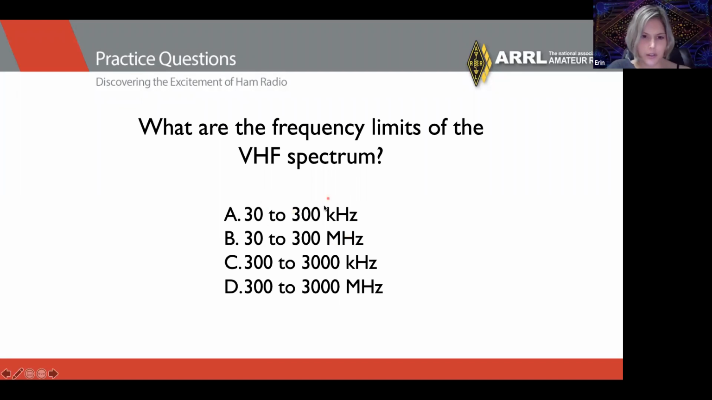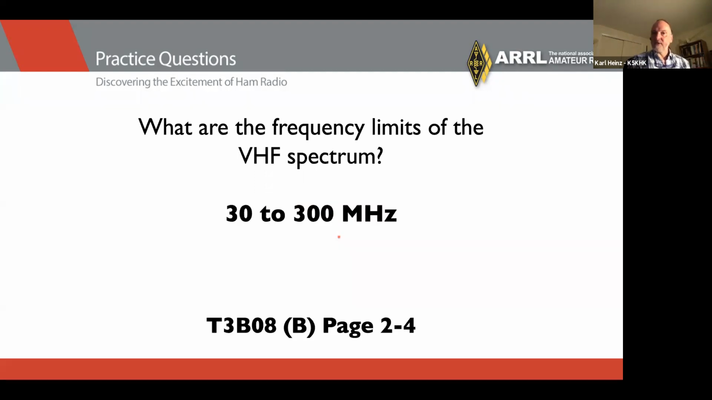Because 30 to 300 is also here. If you just go for the numbers, you might pick the wrong answer. This is kilohertz, this is megahertz. So it's important to not just look at the numbers, also look at the unit with the prefix. So yeah, 30 to 300 is correct. 30 to 300 megahertz.